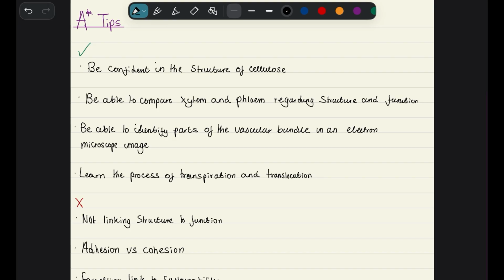Also, identification of the vascular bundle on an electron microscope is so important. When I was going through looking for questions, that is literally one of the most common questions that they ask. I know I didn't put it in the video, but it's one of the more common questions that they ask. So make sure you are able to identify it. Make sure you're doing a lot of practice there.